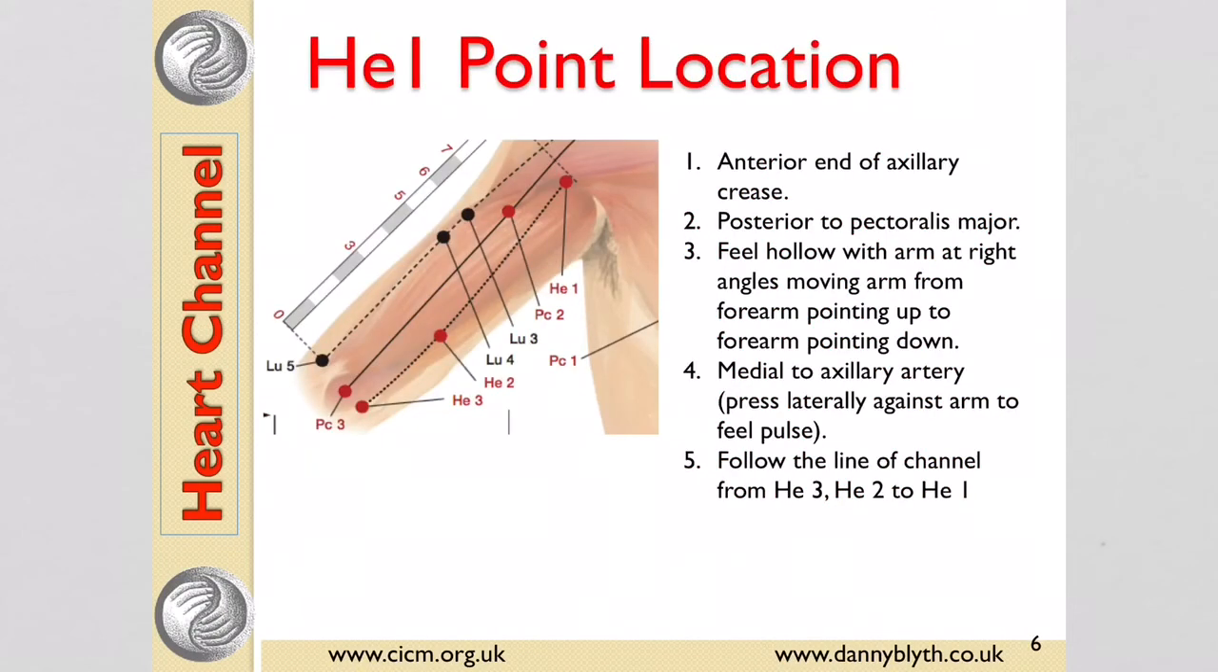So it's located at the anterior end of the axillary crease, posterior to pectoralis major. If you feel the hollow of the arm at right angles and move your arm from up to down, it highlights the point. If you press into the axillary artery, press against the arm, you can feel the pulse. And it also follows the line, so if you're not sure where it is, mark up Heart 3 and Heart 2 and trace the line with the arm to the side up to Heart 1.